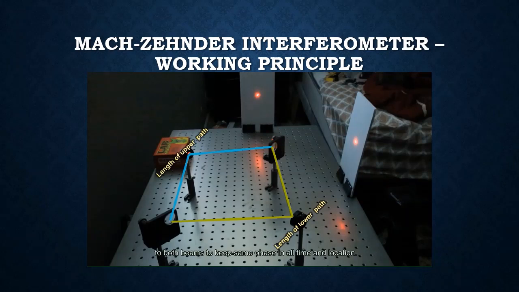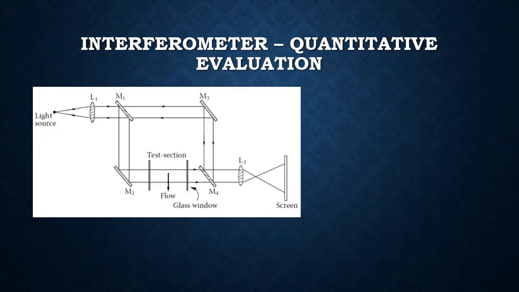To keep this stable at all times and locations, we should move this arrangement at the nanometer level. When we use it at the nanometer level, we can get the interference only on detector A alone. So this is the working principle of the Mach-Zehnder interferometer. And then we have to increase the interference pattern, that is, we have to increase the bandwidths. So let us see how the quantitative evaluation happens with the help of the interferometer.